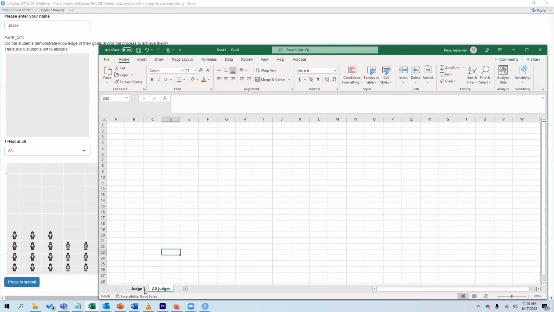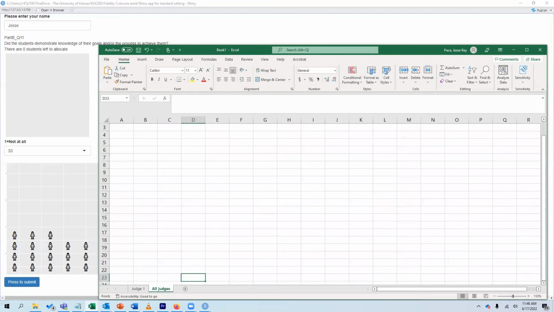Let's say that judge 1 gets 5.77. But maybe judge 2 estimates that the cut score is like 5.6. And maybe judge 3 estimates that the cut score is 5.8, right? And you can see where this is going.